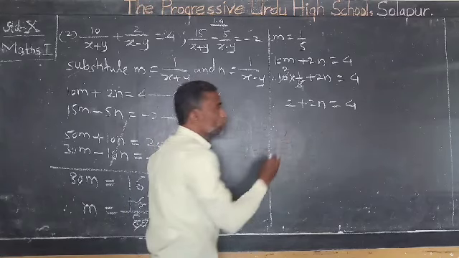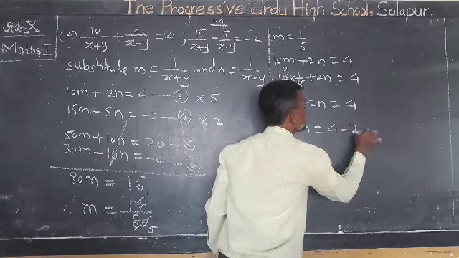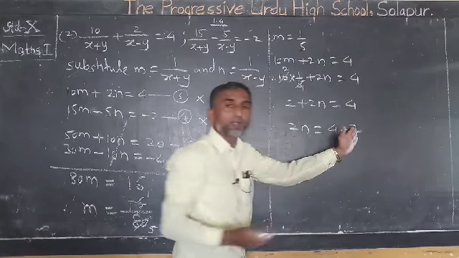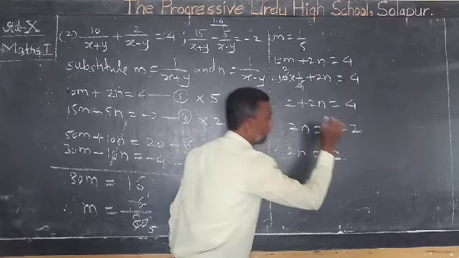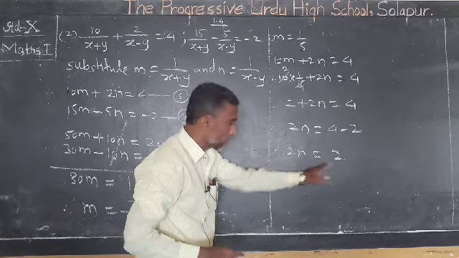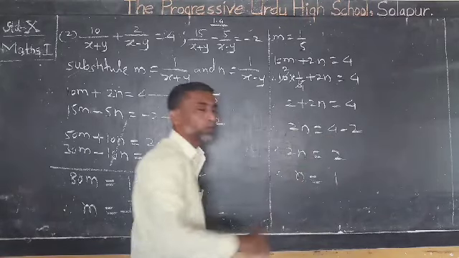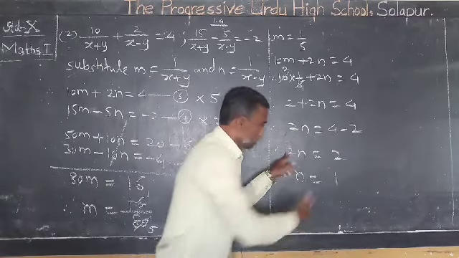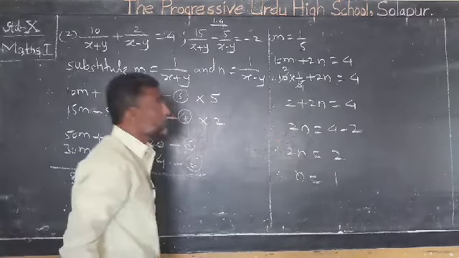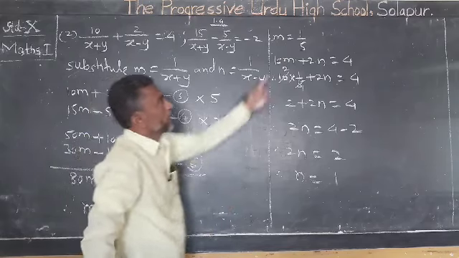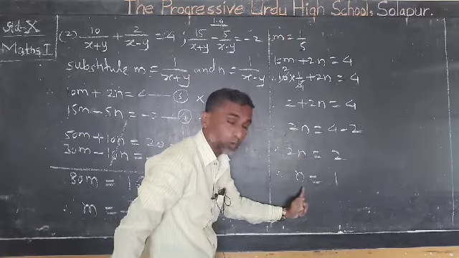Now, subtracting 2 from both sides. Therefore, 2n is equal to 4 minus 2, or take it to right hand side, it will become minus. Therefore, 2n is equal to 4 minus 2, 2. Now dividing both sides by 2, you will get the value of n. N is equal to 1. How? Dividing both sides by 2, it will vanish. So n is equal to 1. In this way, we got the variables m is equal to 1 upon 5 and n is equal to 1.